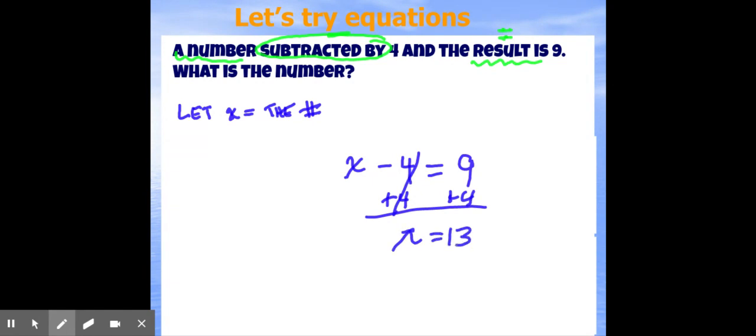But keep in mind, the question asks what's the number, so we need what we call conclusions. Now, I'm going to use these little dots. These are sort of what they call a therefore statement. And we can say the number is 13. Now, if you're asking, do I need to have that? The answer is yes, you absolutely do.